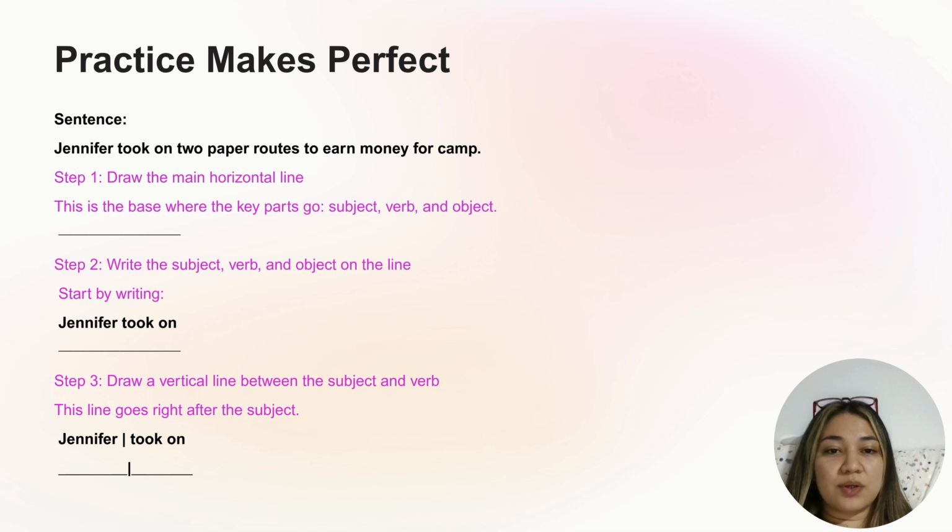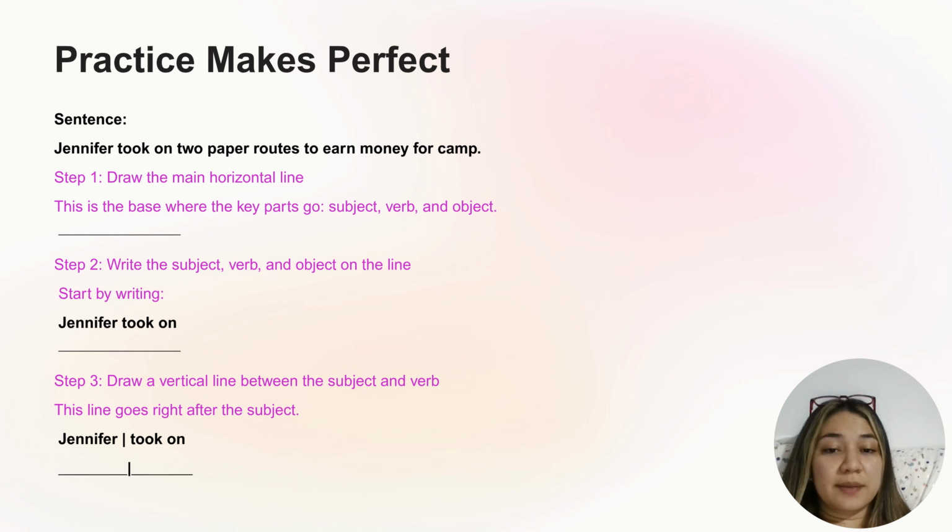This is the base where the key parts go, like I said: subject, verb, and object. So we are going to write a line first, and then we are going to write the sentence. In this case, we identify that the subject is Jennifer and the verb is "to count," a combined verb, right? We have a connector. So you are going to draw a line under the sentence.